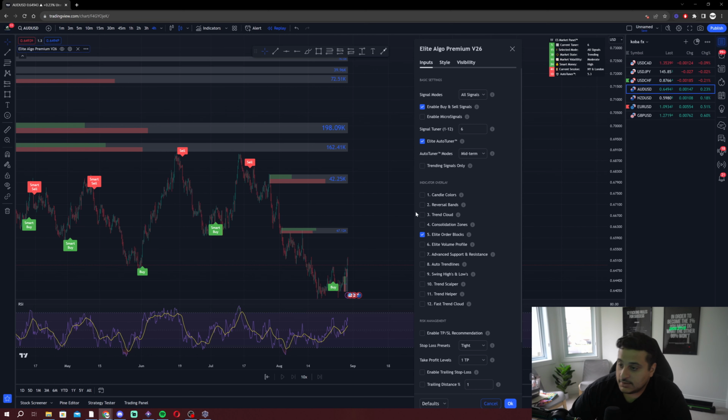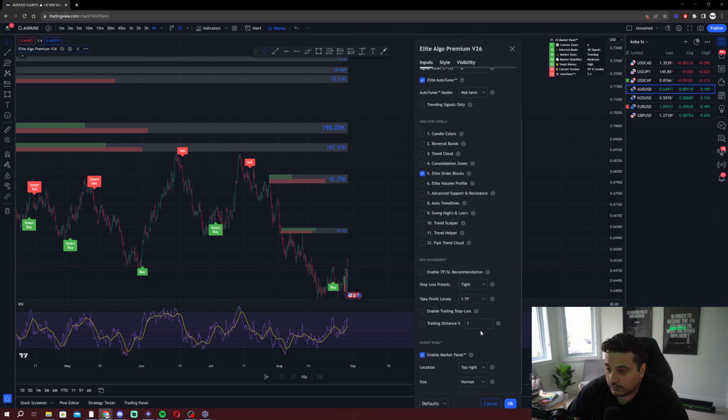And not only that, these are all the different things it can do. It has consolidation zones, so it shows you when the price is consolidating, support and resistance levels, auto trend lines, a bunch of different features. It even has take profit and stop loss recommendations for you, and this market panel that shows you exactly what's happening, like the current session you're in, and if there's a lot of smart money in the chart you're trading. It shows if the market is trending or ranging, the time frame, and if they're bullish or bearish, using the green or red colors. So all of that can help you make incredible decisions when it comes to trading.